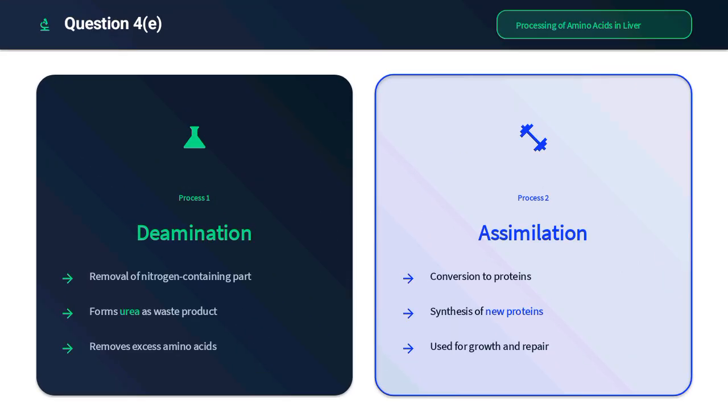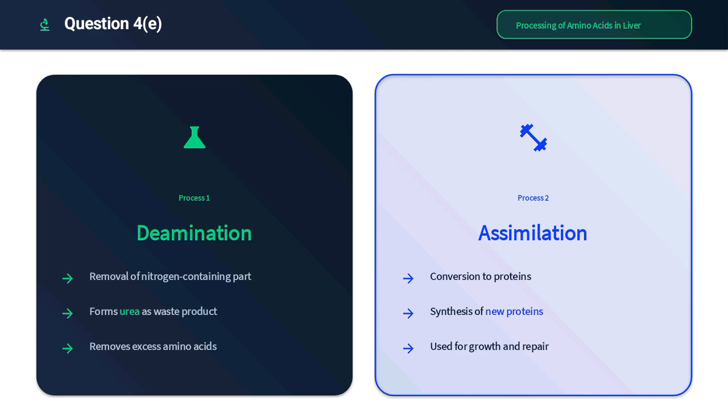Part E asks us to describe two ways amino acids are processed in the liver. The liver plays a crucial role in amino acid metabolism. Process 1 is deamination. This involves removing the nitrogen-containing part from amino acids. The nitrogen is converted into urea, which is then excreted by the kidneys. Deamination allows the remaining carbon skeleton to be used for energy.